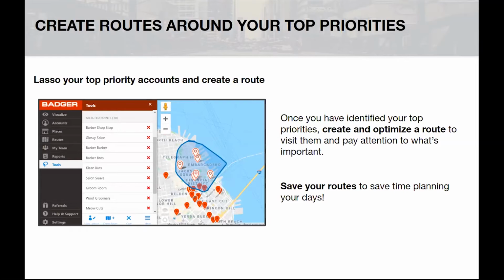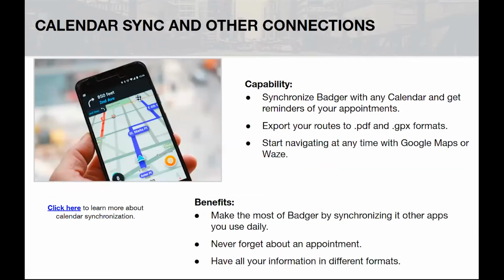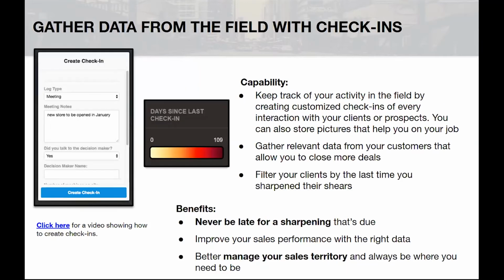So creating these routes and focusing on the right things. Figuring out new leads. I'll show you how to find new hair salons in Badger in a second. And then syncing this across to turn-by-turn navigation, syncing Badger with your calendar, using Google Maps or Waze to avoid traffic and go from place to place, where we have integrations with those. So really useful stuff. Check-ins. We'll show you how to do a check-in.